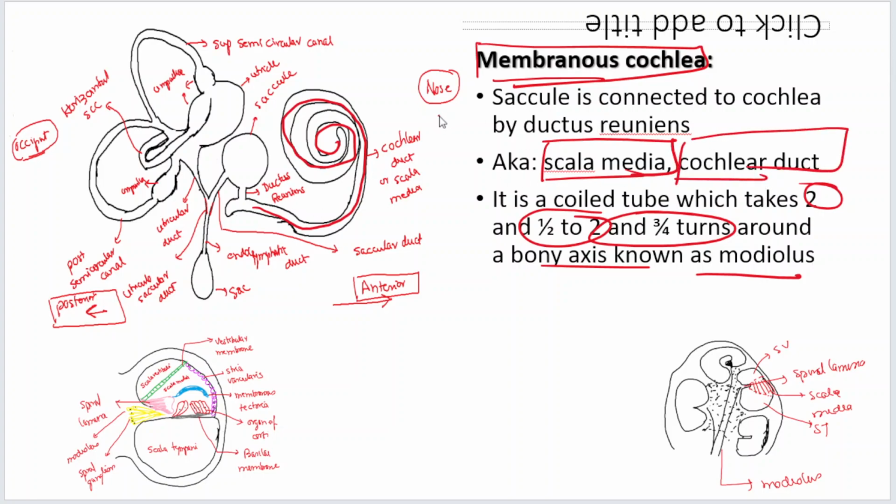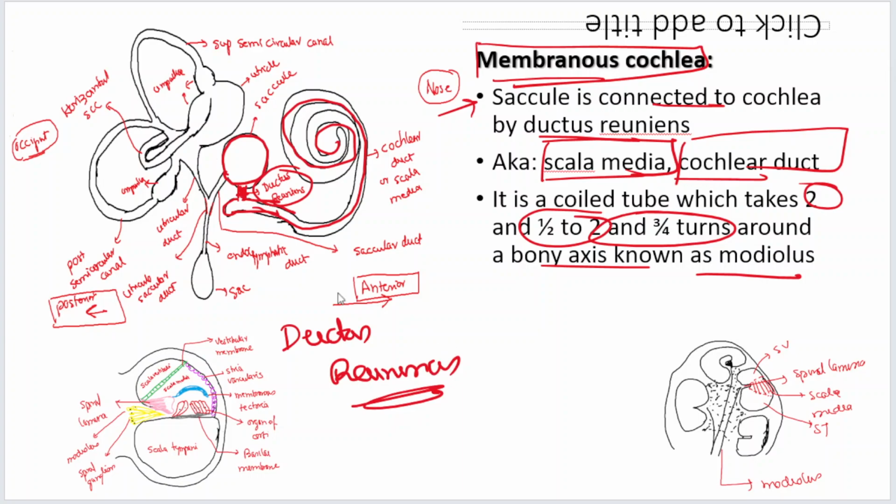Okay, one more point: saccule is connected to the cochlea through the ductus reuniens. So here you have this saccule, and in front of it you have this membranous cochlea. It is connected through this small duct called the ductus reuniens. So saccule is connected to the membranous cochlea through the ductus reuniens. Utricle and saccule are connected to each other through the utriculosaccular duct, which becomes the endolymphatic duct.